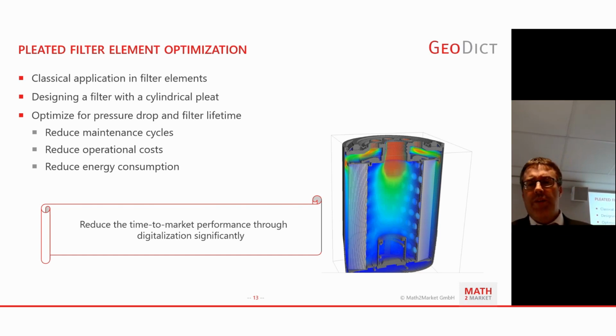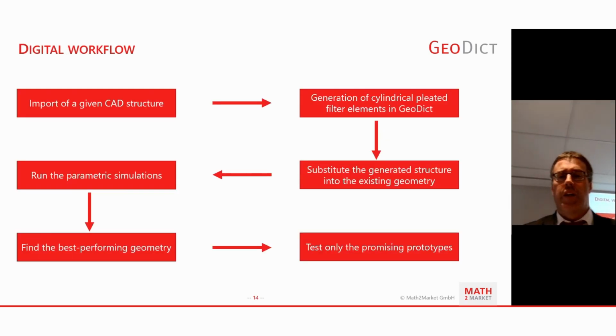So what is the digital workflow here? Or in general, actually. The highlight of the workflow is to optimize an existing filter element, starting with the import of a CAD structure into GeoDict. Using PleatGeo, it is possible to generate cylindrical pleated structures with given input parameters to fit in the original CAD filter. With this feature, several structures can be saved with varying parameters, such as pleat count, pleat height, or several porous layers.